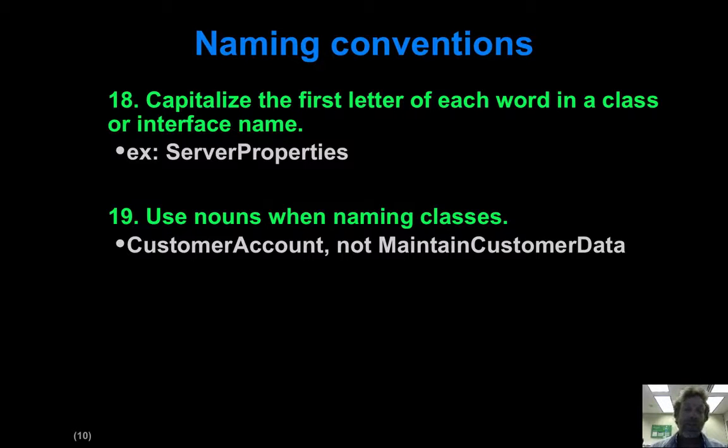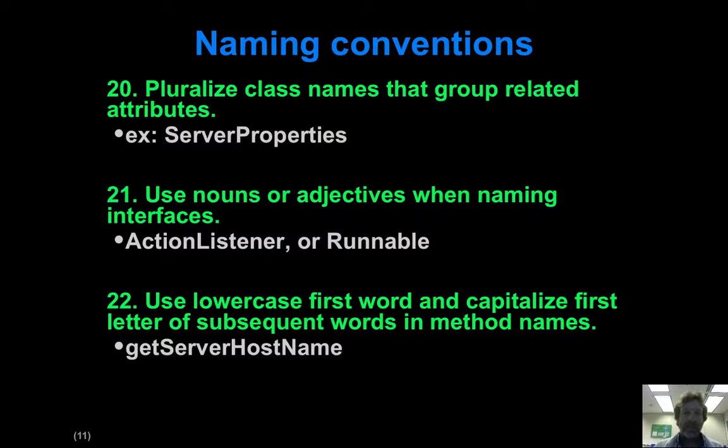In a class, you want to capitalize the first letter of each word, including the first word. When you're naming a class, it should be a noun. Okay, that's kind of building off the general object-oriented design tradition. If you have a class that groups together related attributes, then pluralize it. Interfaces should be nouns or adjectives depending on what you're doing.